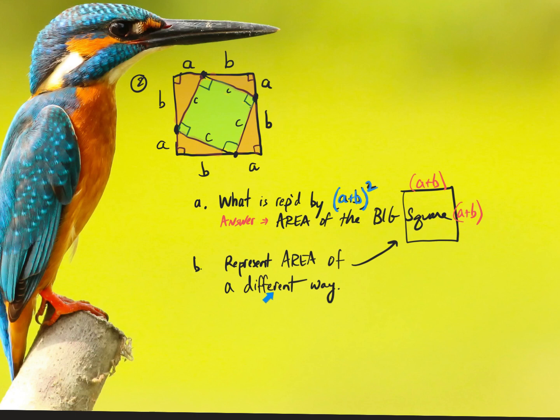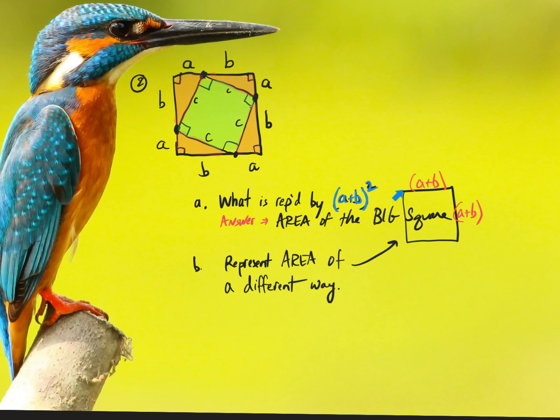Then I asked students to represent the area of this big square a different way. Remember, in part A, we represented it as side times side, or a plus b times a plus b, which we learned in the last slide was a squared plus 2ab plus b squared. But then I asked, can you represent the area a different way? So, what do you suppose students came up with?